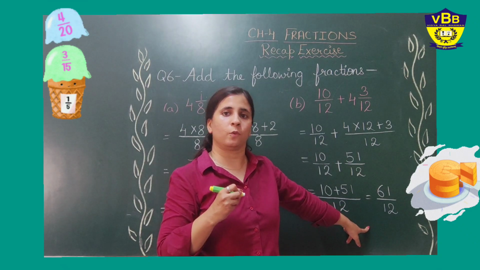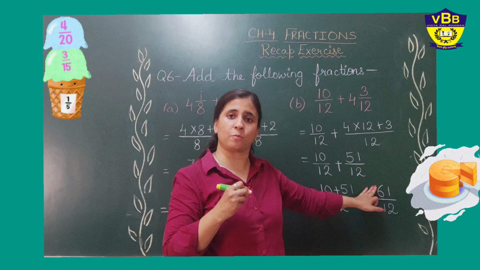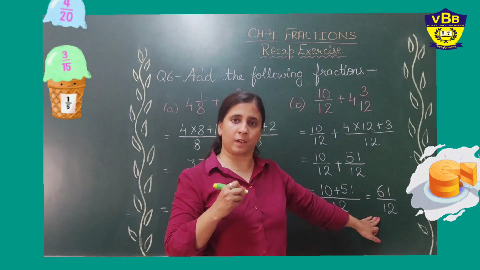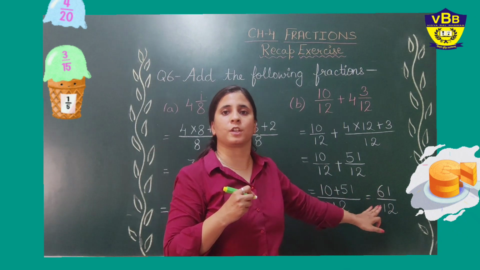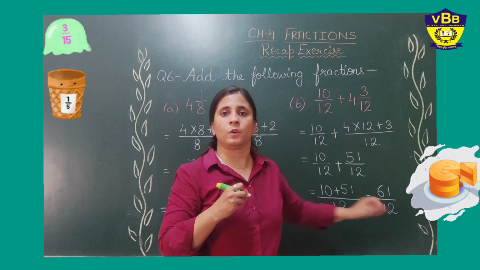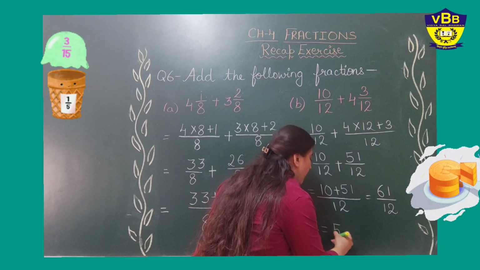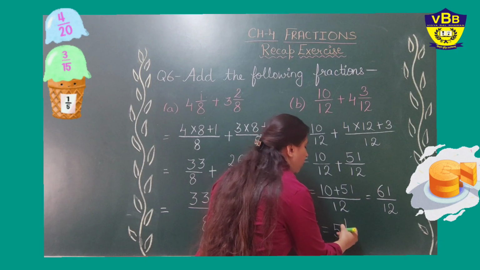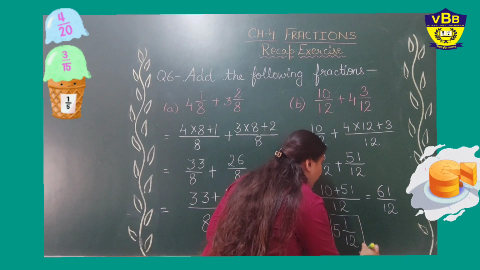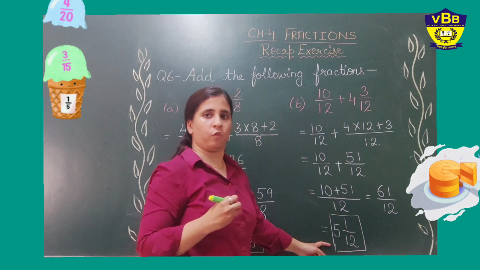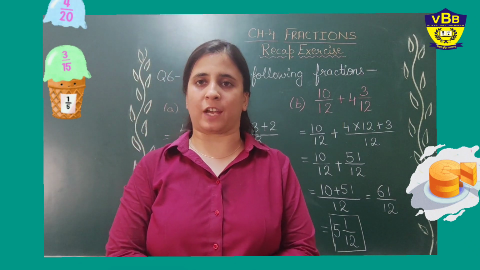61 upon 12. Now the answer is an improper fraction. Numerator is greater, denominator is smaller. Whenever we get an improper fraction, convert it into a mixed fraction. When you convert it into a mixed fraction, 12 5s are 60, 1 will be the remainder, 12 remains as it is. So it becomes 5 1 upon 12. I hope you all understood how to add like fractions.